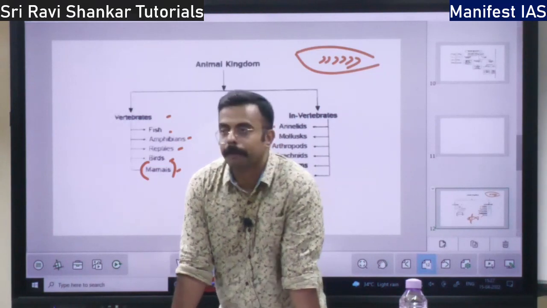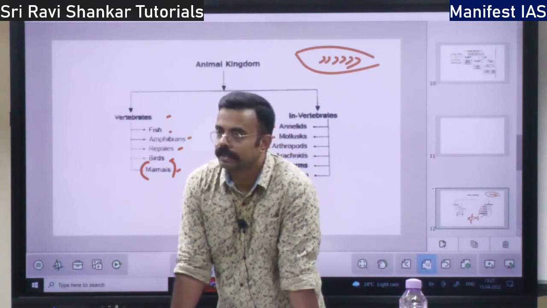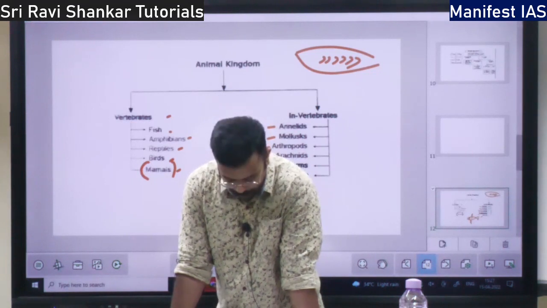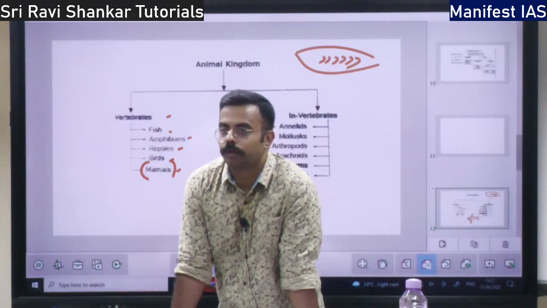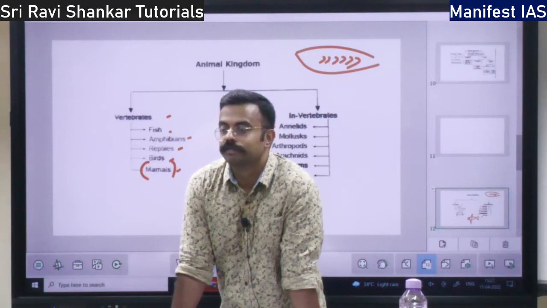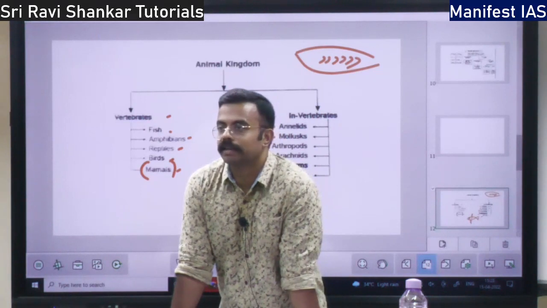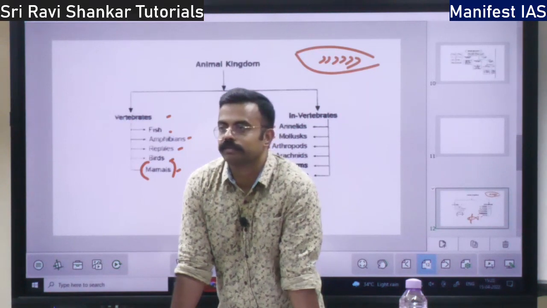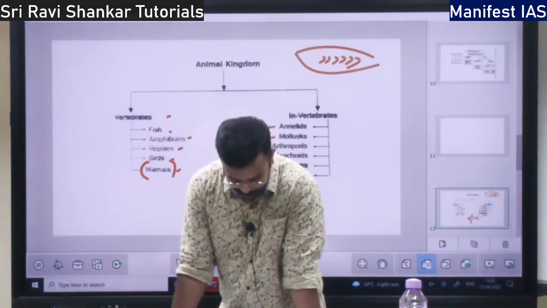So then you have amphibians. What is the basic definition of amphibian? Living on water and land. They are cold-blooded. See these cold-blooded animals, they have a speciality. What speciality? They can adjust their temperature to the surroundings. So if they go in the shade, dark place, their body temperature will reduce. If they come to the sunlight, the temperature will increase, right? Even the snake is cold-blooded. That also does the same thing.